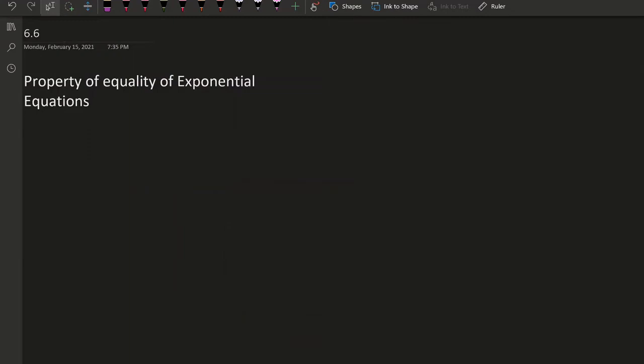So the property of equality of exponential equations goes like this. If I have some base, so let's just say the number 6, 6 to the x power is equal to 6 to the 5th power. Basically, if the bases are the same, the exponents have to be the same. So if I have 6 to the x equals 6 to the 5th, then x must equal 5.